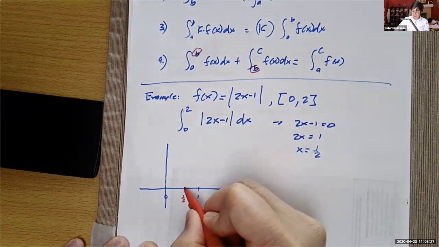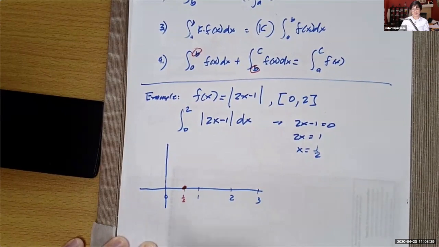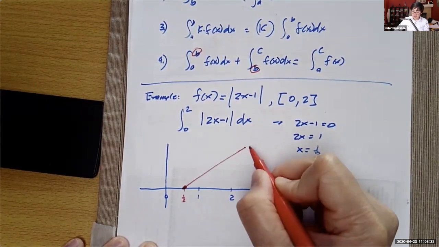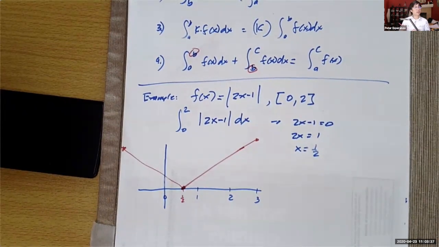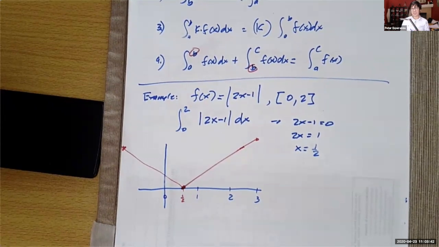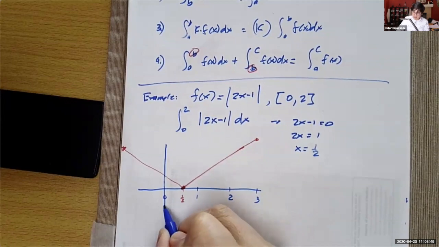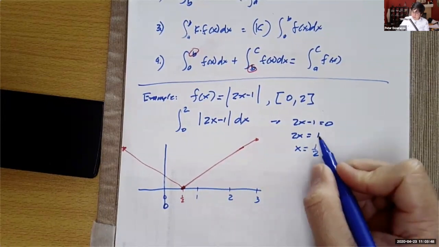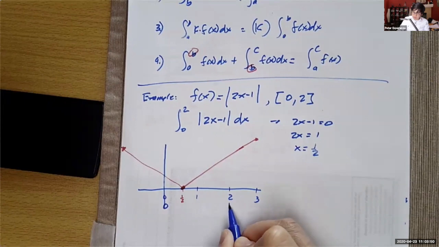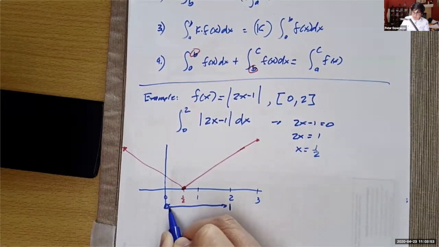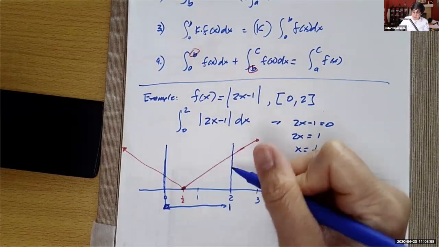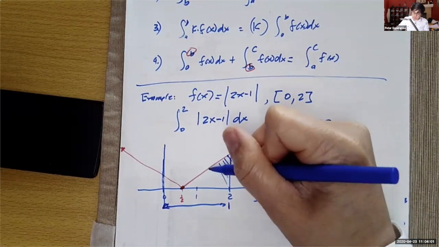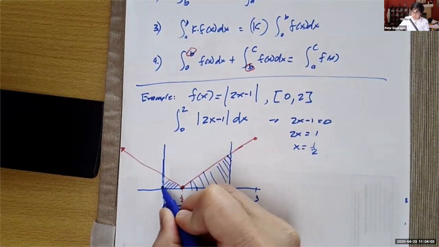There. So that's our vertex, and we know that it's a V-shaped graph. This is the graph that we're working on, and we're evaluating the integral, or the area of the curve, between 0 and 2. This is 0 and this is 2, so this is our boundary.